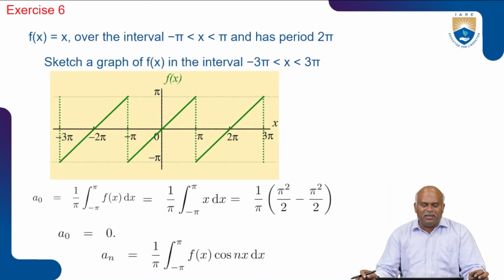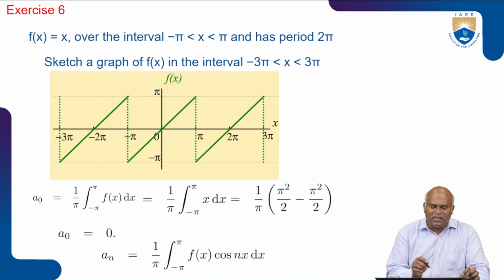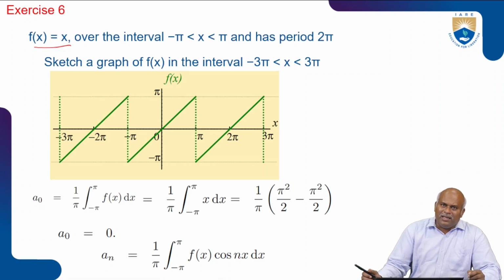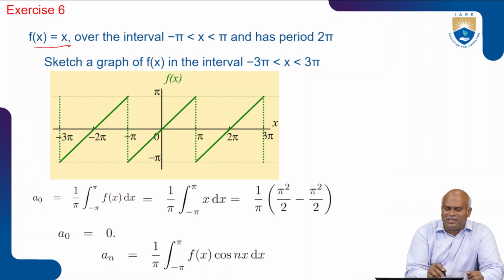The next example, we take f of x equal to x, with the interval from minus pi to plus pi and period 2 pi. Based on this signal f of x equal to x, we draw the graphical representation. If we take minus pi, the x also will be a minus value. So if you substitute minus pi, we get the amplitude as minus pi. This is plus pi, and this is minus pi.